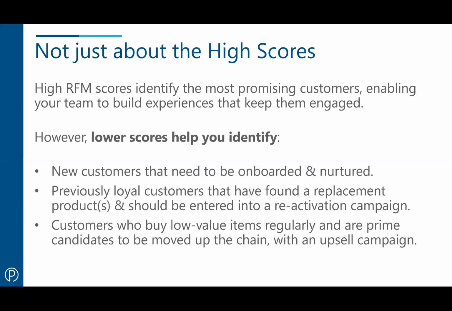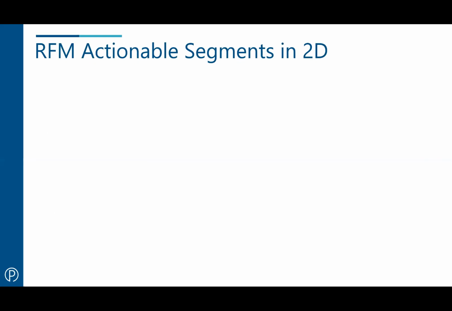To identify previously loyal customers that have found a replacement product and need to be entered into a reactivation campaign where you jump on that as early as you can and hopefully displace the competitor before they sink their teeth too deeply into your customer. And also identifying customers who buy low value items regularly and perhaps are prime candidates to move up the chain if you could get them into some kind of upsell campaign and get them to buy more premium products or just a bigger range of products so their average value starts to climb. So those are some specific examples.